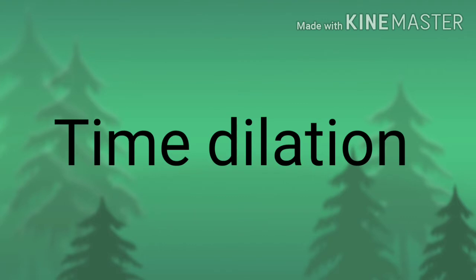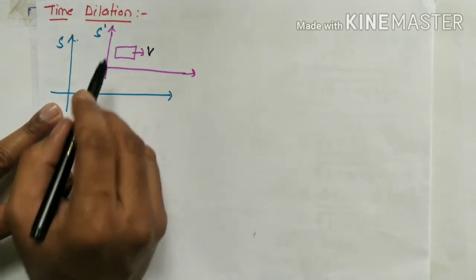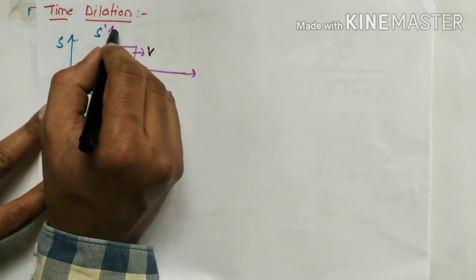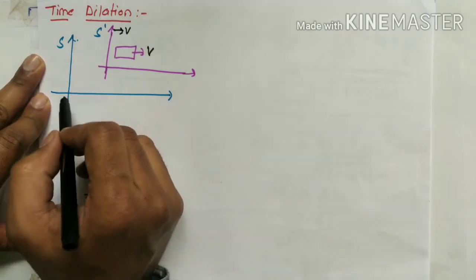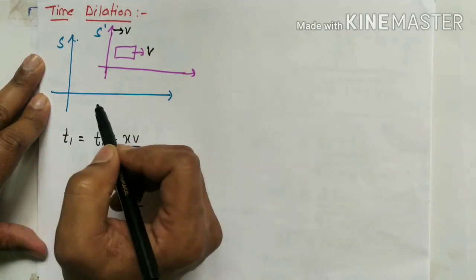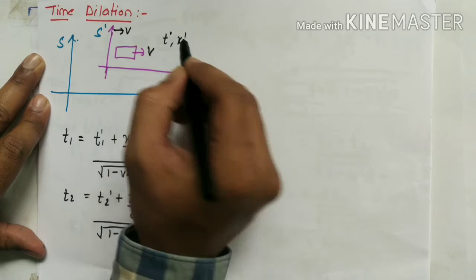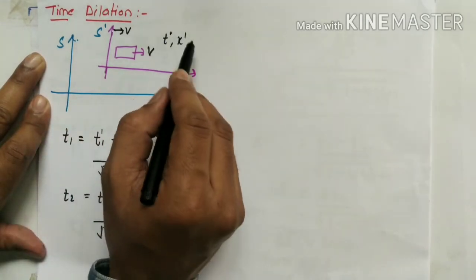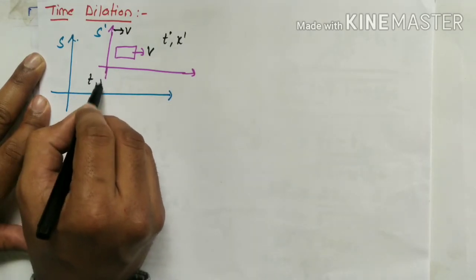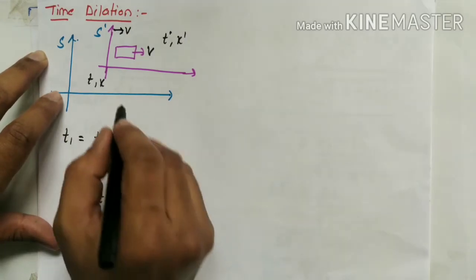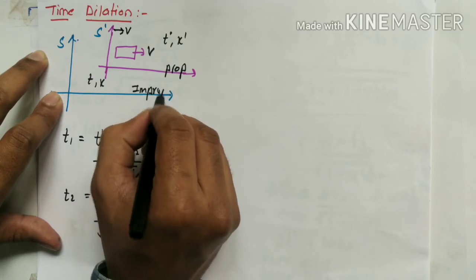So let us take an example. Let us imagine an object which is moving at velocity v. A frame S dash also moves along with that object with uniform velocity v. There is another frame S which is stationary, which is not moving. Now the measurements in this frame of reference will be t dash, x dash and so on. These measurements will be taken in a proper frame of reference, and these measurements t and x will be in the improper frame of reference. So this is the improper frame of reference, this is the proper frame of reference.